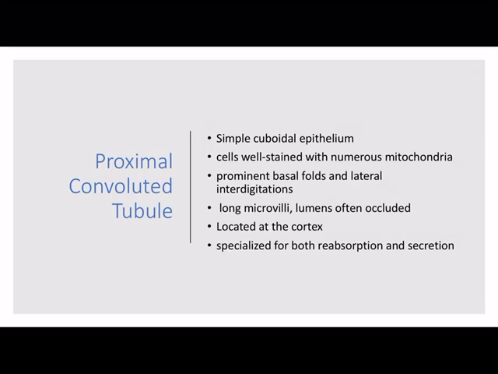Now you have your proximal tubule. We're going down to the tubular pole. You have simple cuboidal epithelium. The cells are well stained with numerous mitochondria, prominent basal folds, and lateral interdigitations. They have long microvilli. Lumens are often occluded and located at the cortex. Remember, your proximal convoluted tubules are always located at the cortex because your renal corpuscles are all at the cortex. Specialized for both reabsorption and secretion.